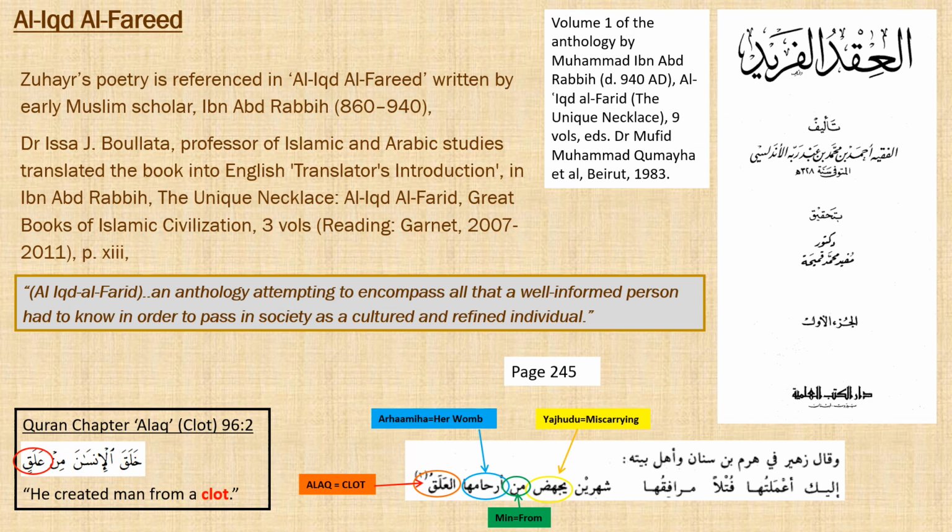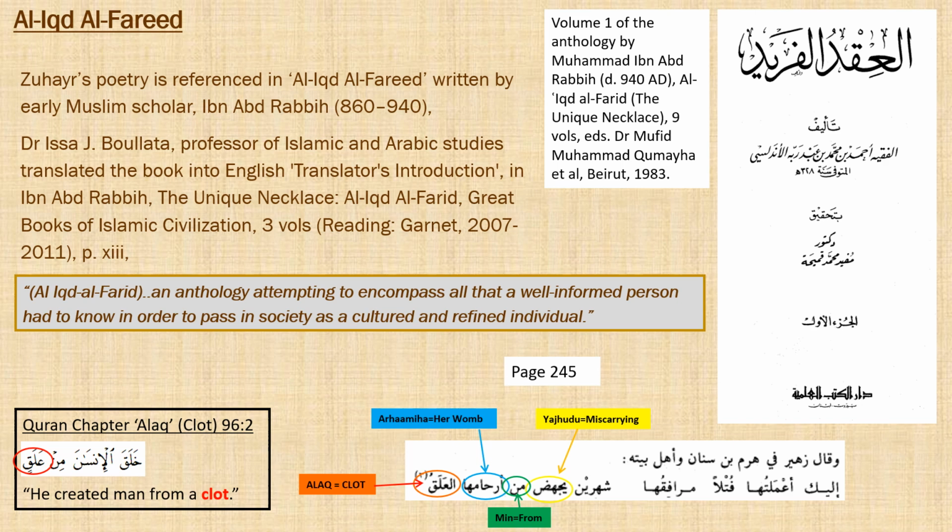Zuhair's life and poetry is referenced in Al-Iqd al-Farid, written by early Muslim scholar Ibn Abd Rabbih, whose book was so venerated in early Islam that it is considered to be a classic and one of the great books of Islamic civilization. Dr. Isa Boullata, Professor of Islamic and Arabic Studies, translated the book into English. In his introductory statement, he says that the book is an anthology attempting to encompass all that a well-informed person had to know in order to pass in society as a cultured and refined individual.